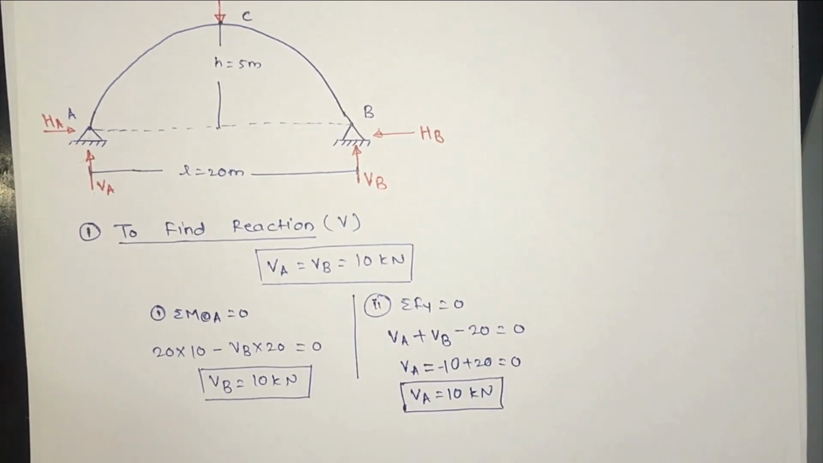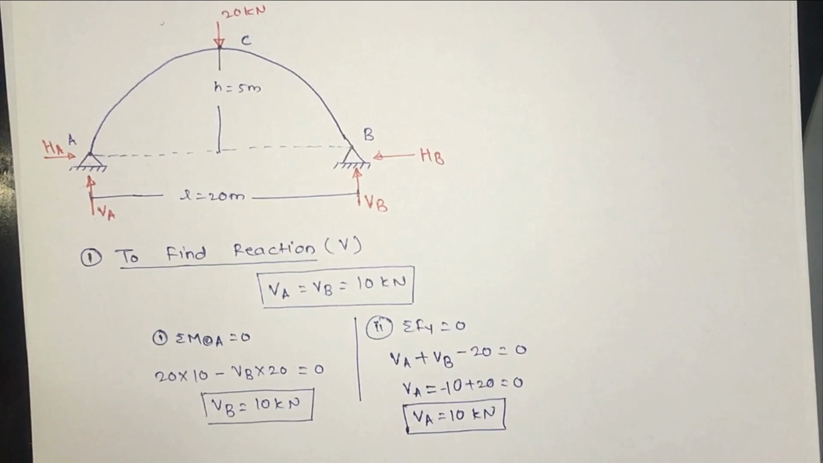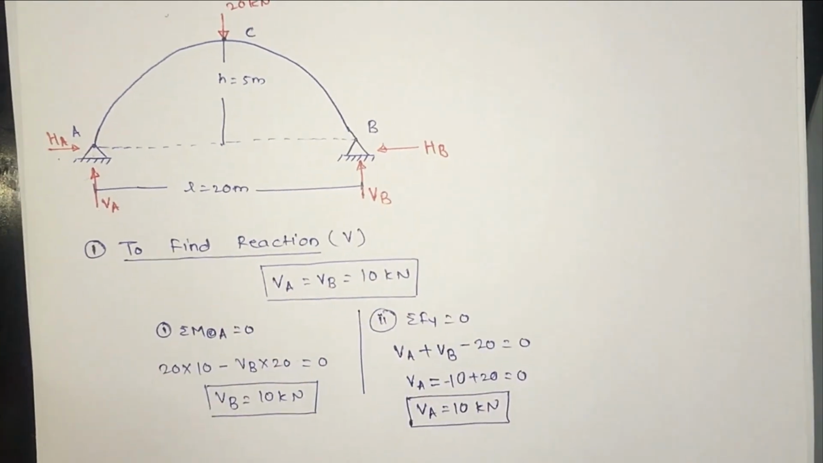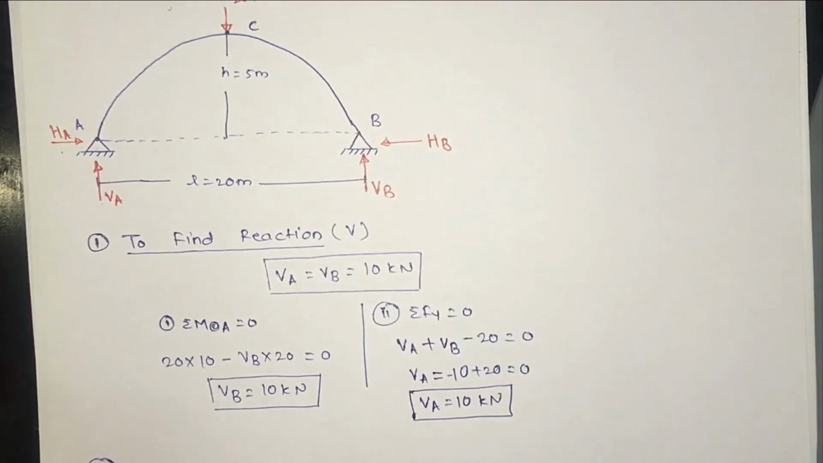Okay, now we move to the second step. Here VA and VB we have already found. Now we have to find these horizontal forces HA and HB. These horizontal forces are also called the horizontal thrust. So the second step is to find the horizontal thrust, that is the horizontal force H.